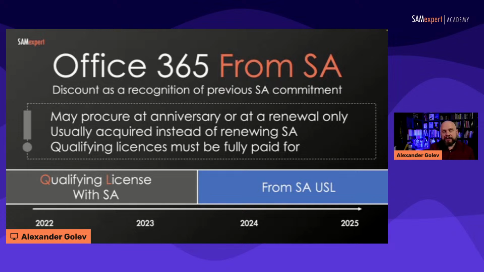And by the way, it doesn't require you to keep qualifying licenses for a few months. Somewhere in 2020, 2021, Microsoft required you to keep the qualifying licenses, and they dropped that requirement because it was against the competition laws in Europe. So it's just a one-time recognition of your investment in software assurance. That's what it is.